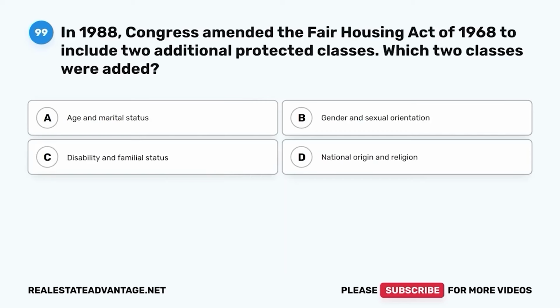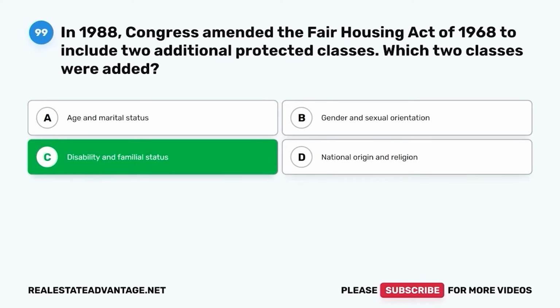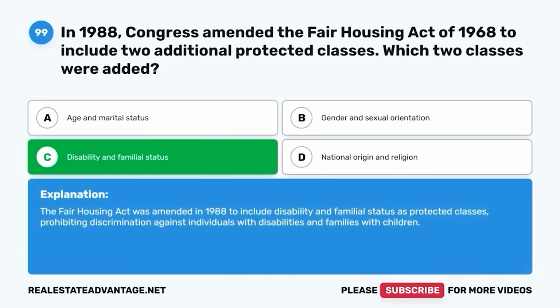Question 99. In 1988, Congress amended the Fair Housing Act of 1968 to include two additional protected classes. Which two classes were added? A. Age and marital status. B. Gender and sexual orientation. C. Disability and familial status. D. National origin and religion. The correct answer is C. Disability and familial status. The Fair Housing Act was amended in 1988 to include disability and familial status as protected classes, prohibiting discrimination against individuals with disabilities and families with children.